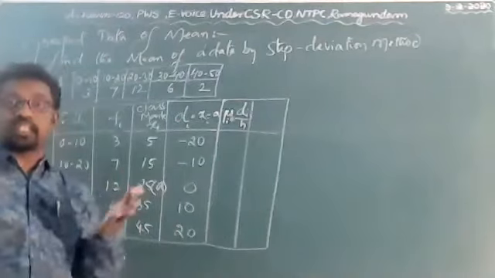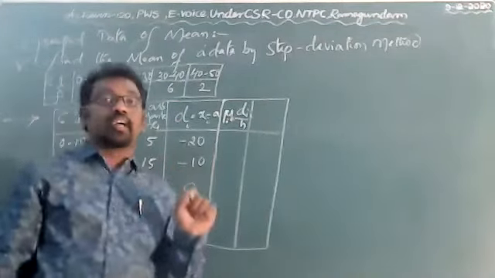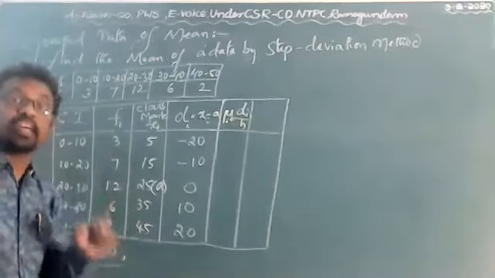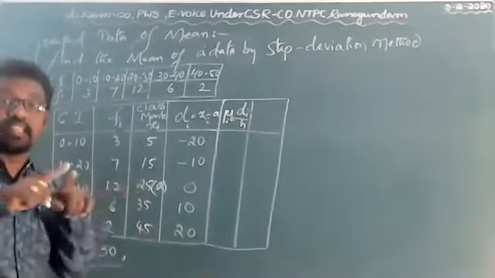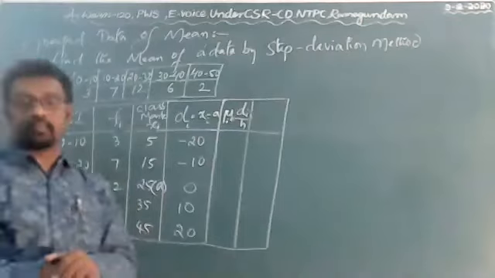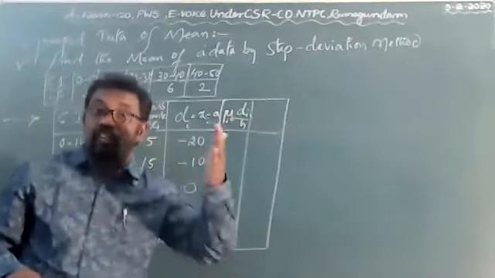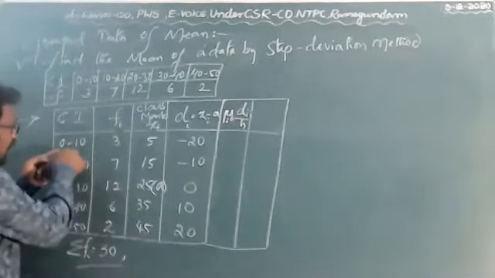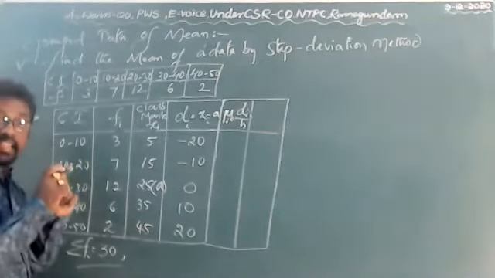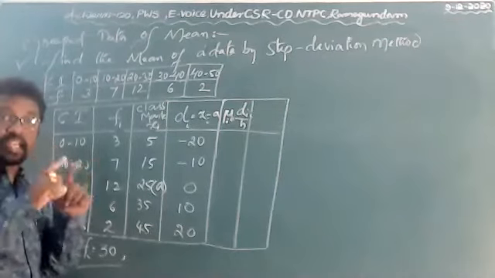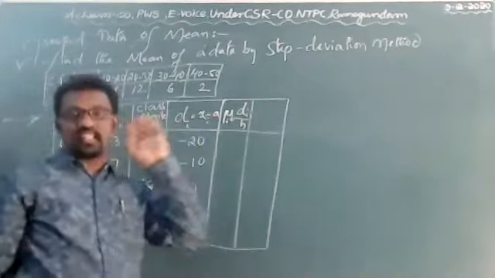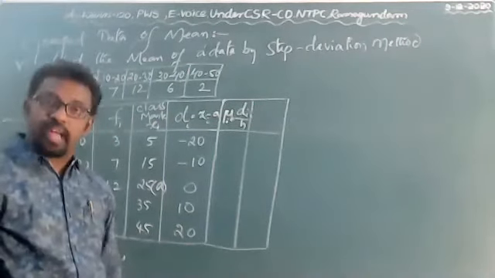What is h? h is nothing but the gap of a class interval. Height of a class interval, size of a class interval, or length of a class interval. What is the length? 10. What is the gap? 10. What is the height? From 0 to 10, height, length, gap, that is 10. You have to divide by 10, that's it.